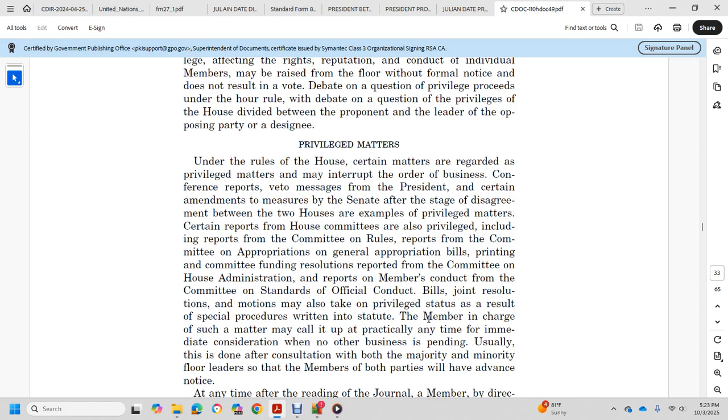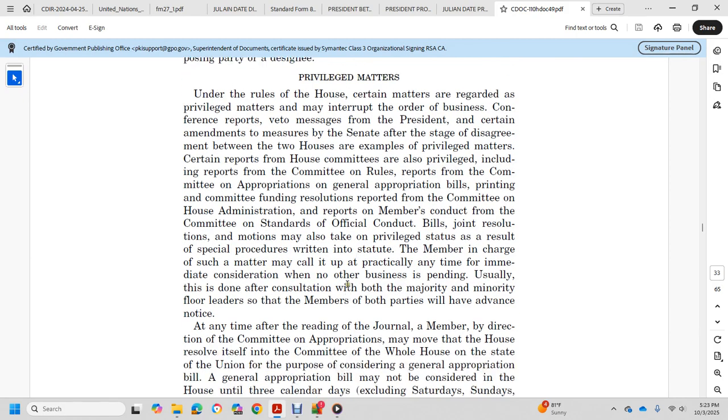The member in charge of the matter may call it up practically anytime for immediate consideration if no other business is pending. This is usually done after consultation with the majority and minority floor leaders, and members of both parties will be advanced notice.